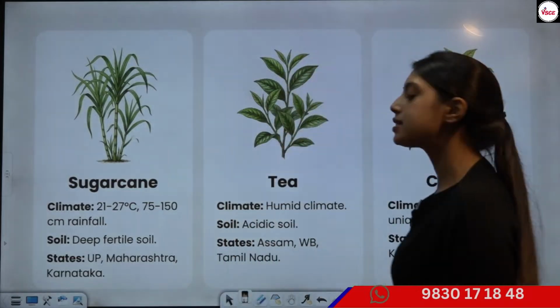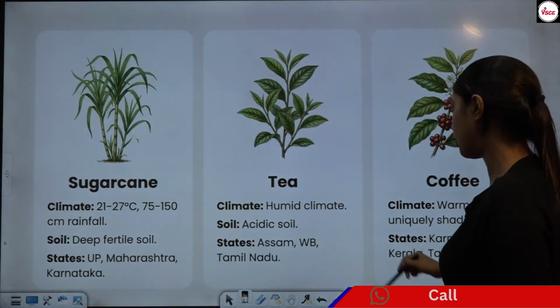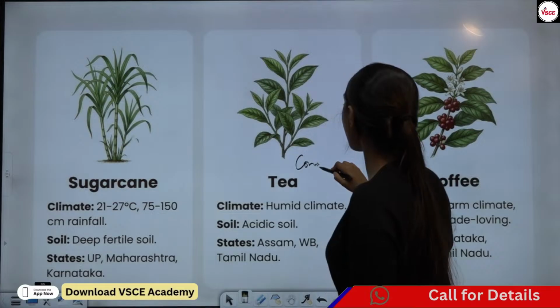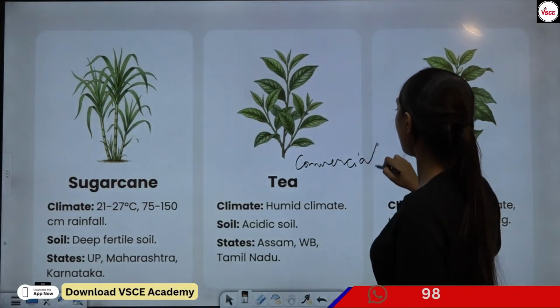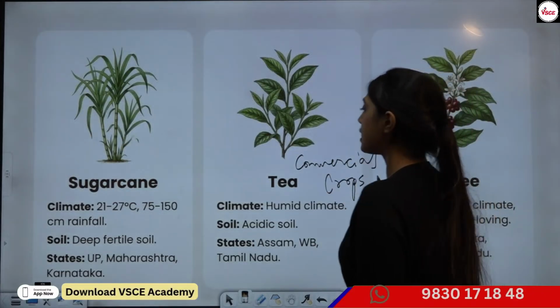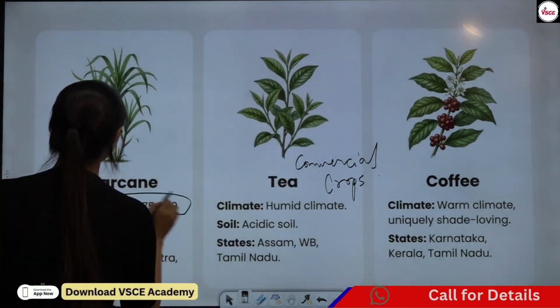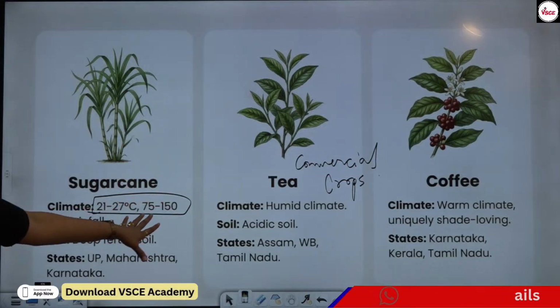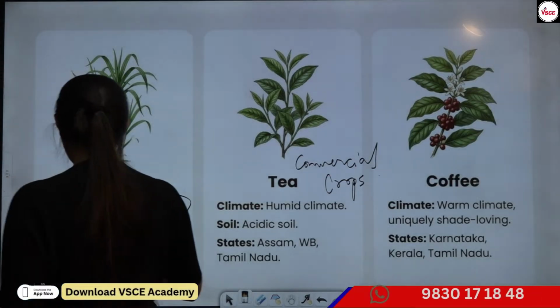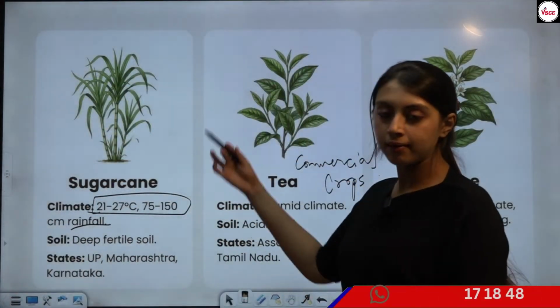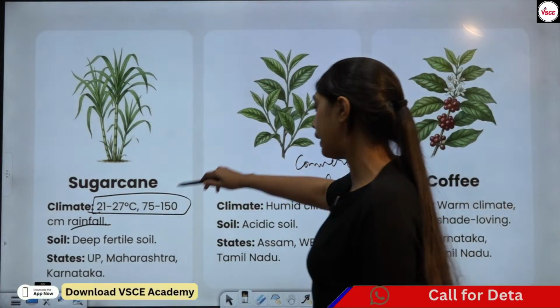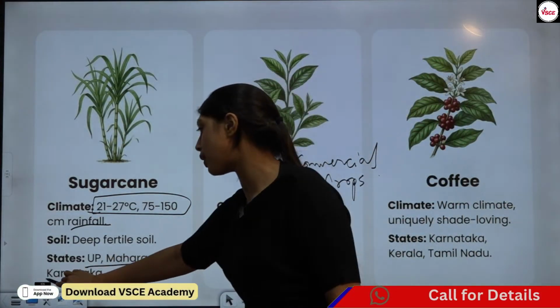Now we are seeing sugarcane, tea and coffee. These are the commercial crops. For sugarcane, it requires 21 to 27 degrees Celsius with 75 to 150 centimeter of rainfall, with deep fertile soil, again rainfall intensive and moisture holding. The states are UP, Maharashtra and Karnataka.